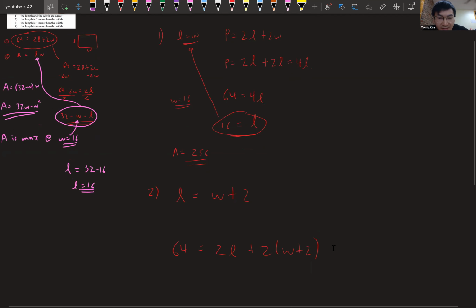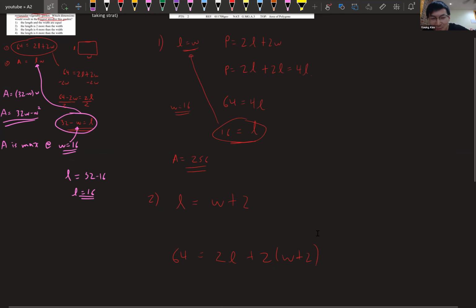Oh, am I doing that right? No, I'm goofing right now. Sorry, guys. All right, so here, yeah. So L is equal to W plus 2, so you're going to put that in here. It just depends on which one you want to use. Okay, so 2L and then 2W. Okay, I'm botching this up.